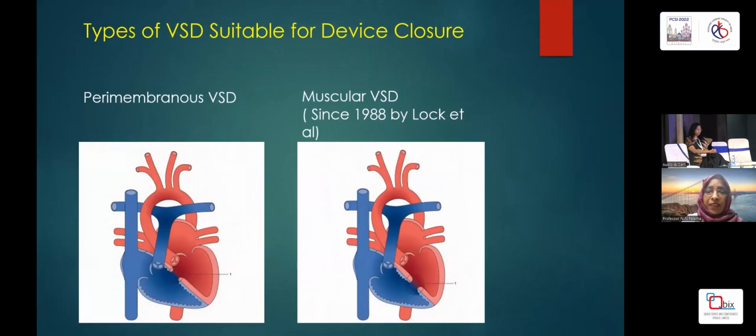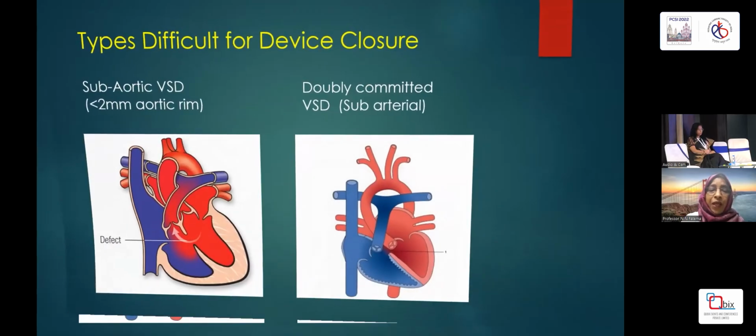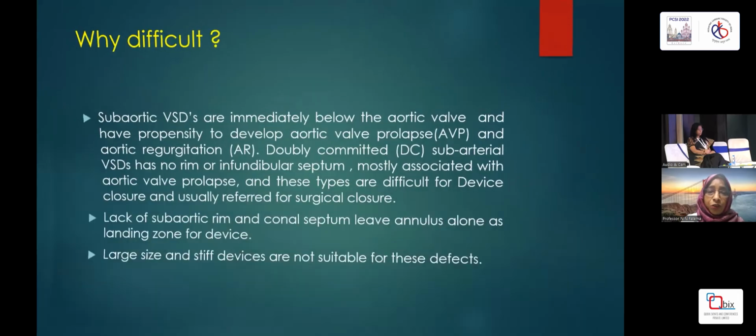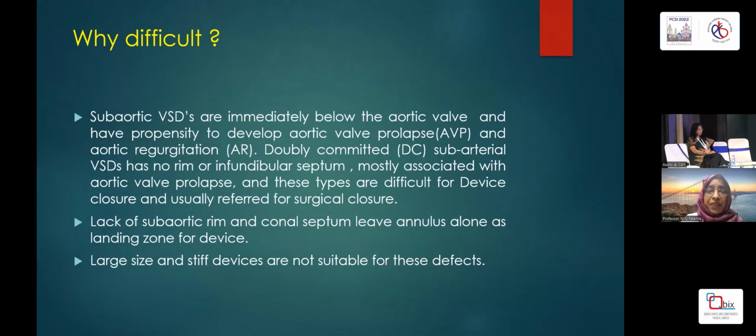Because when VSD device closure was started back in 1998 by Locke et al., it was for closure of the muscular VSD. At that time we knew that PM VSDs were contraindicated. But in the late 90s, PM VSDs were included in the indications, and nowadays everybody is doing this. Then in the last few years, we are seeing that in many centers, people are doing device closure of sub-aortic VSD and doubly committed VSD also. But these were previously contraindicated.